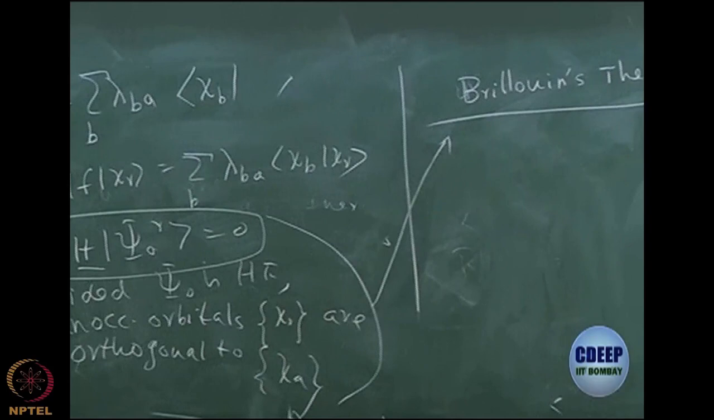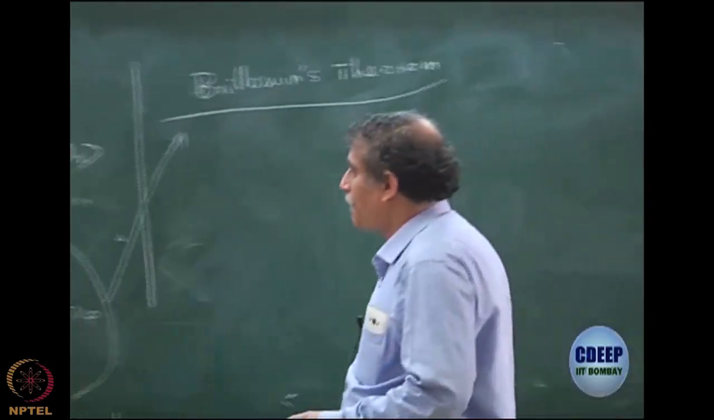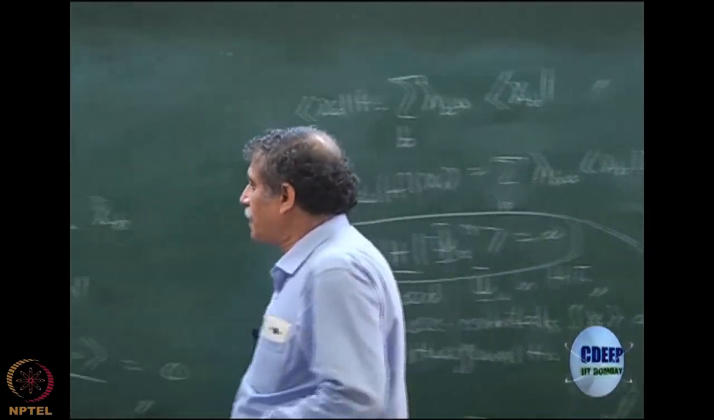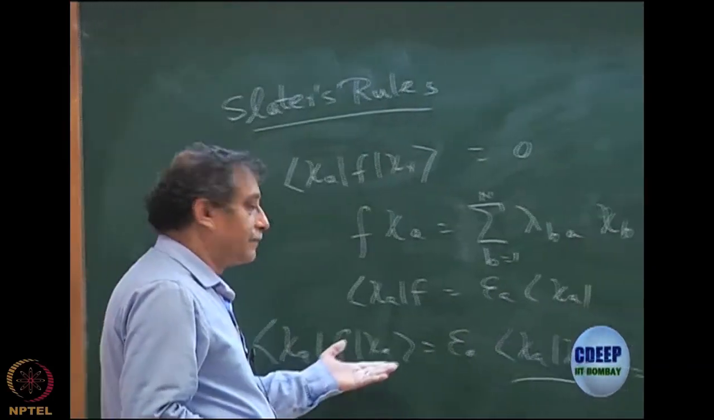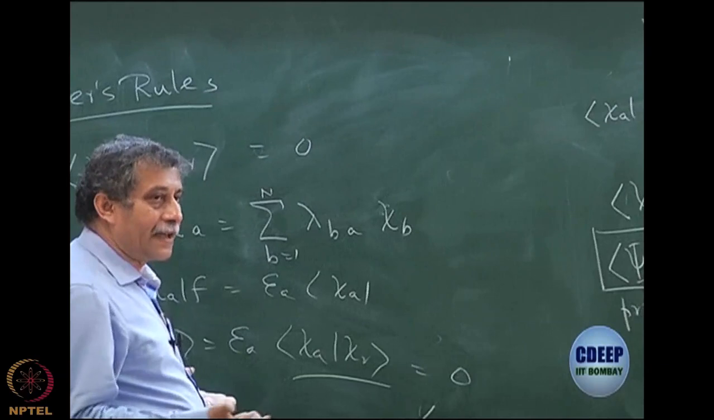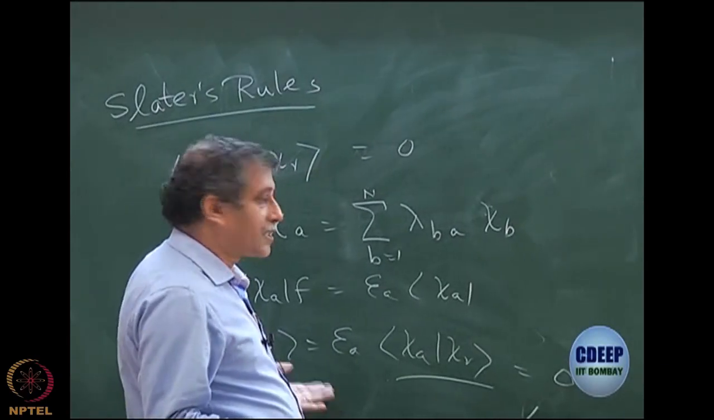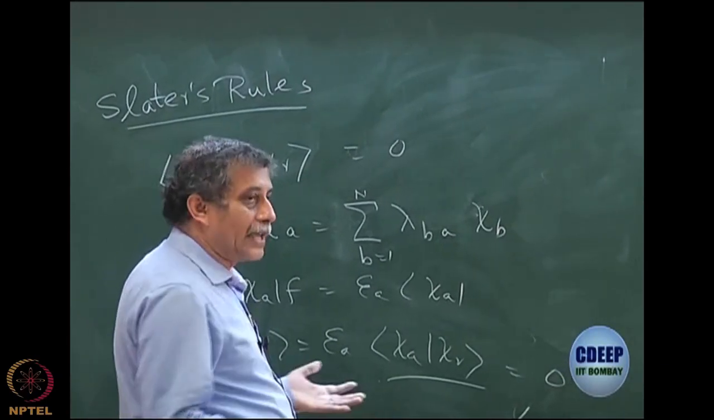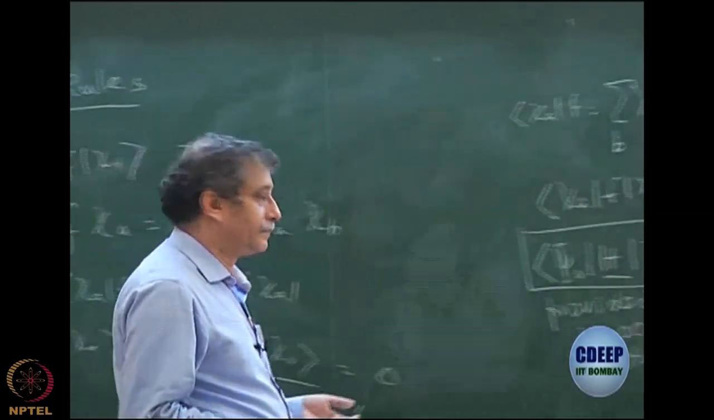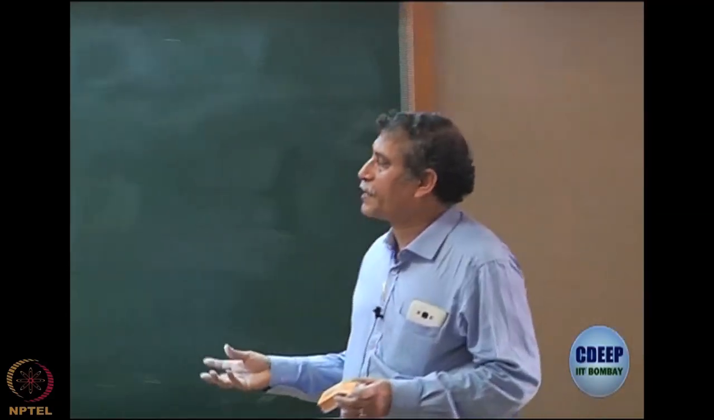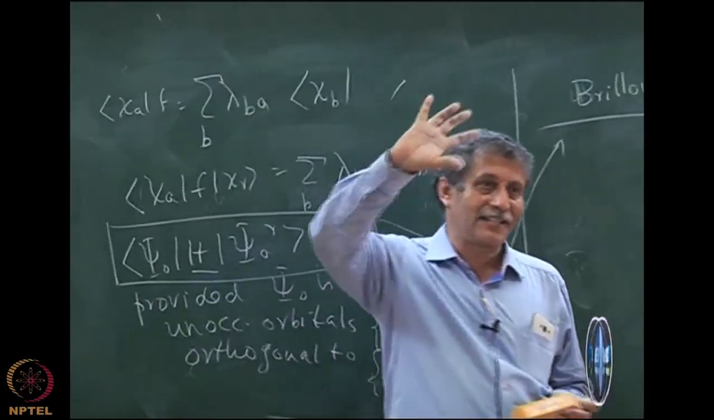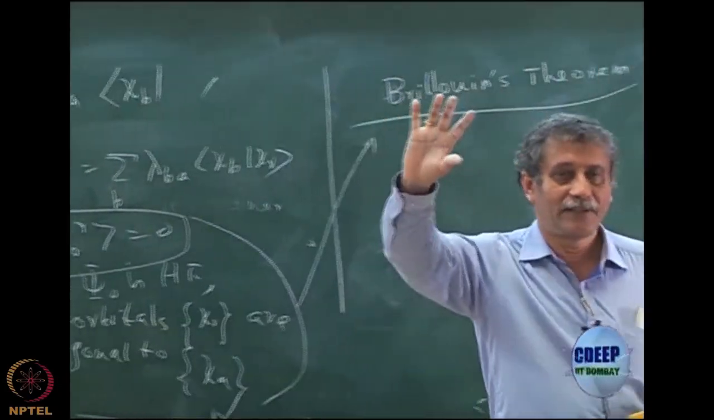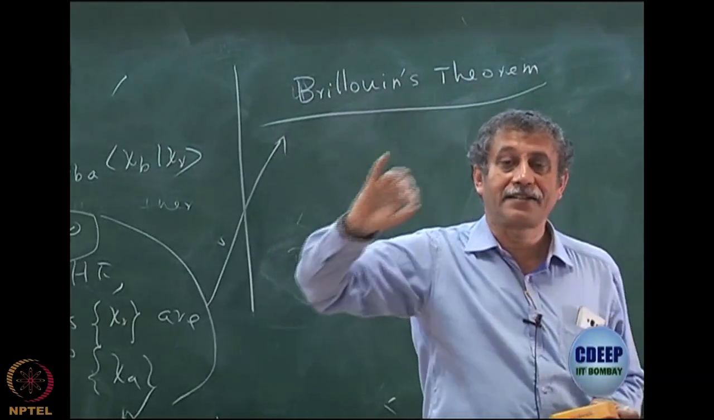I have proved it by first applying the Slater rule and then showing that the expression is nothing but chi A F chi R. And because chi R's are orthonormal to chi A, it is 0. The mathematics is only really to write this Slater rule and identify that it is nothing but chi A F chi R. And please practice this Slater rule.